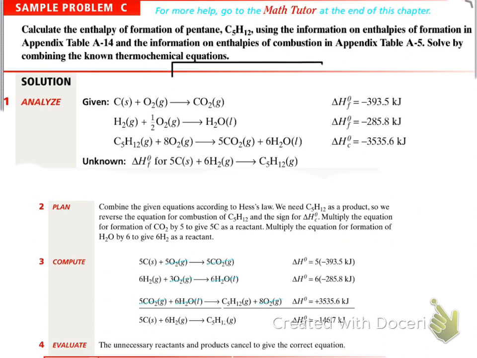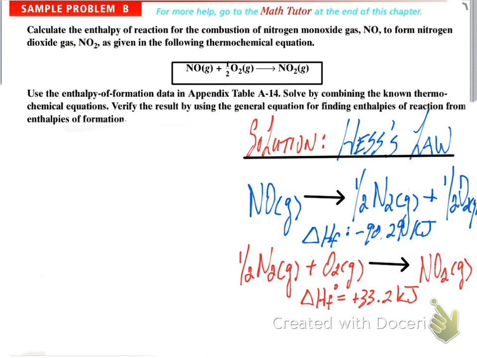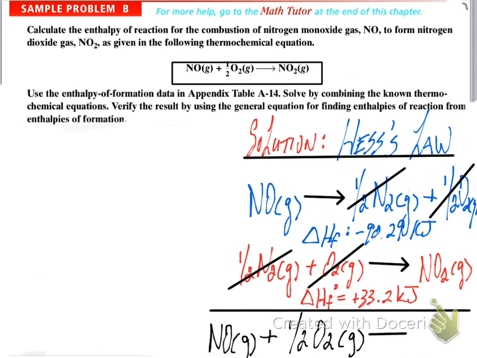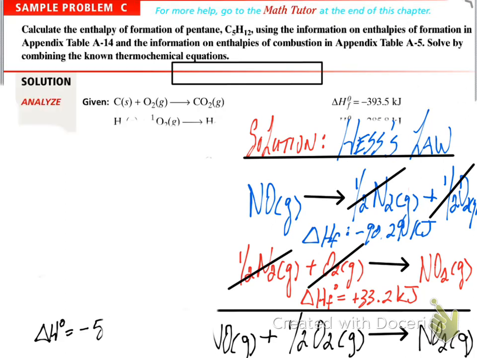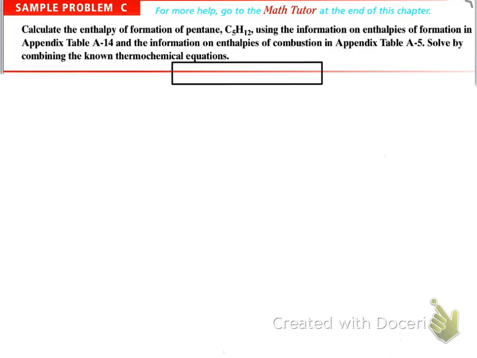This one says calculate the enthalpy of formation of pentane, C5H12, using the information on enthalpies of formation in appendix table A14 and the information on enthalpies of combustion in appendix table A5, solved by combining the known thermochemical equations. So why don't you pause the video here, get together in partners, and then I'll take a few minutes when everybody's done, replay the presentation, and I'll explain how to get the answer here. Okay, pause it now.